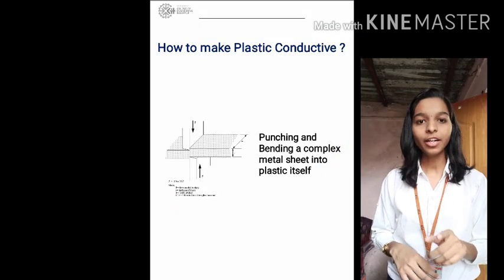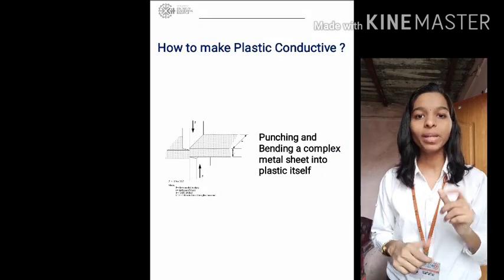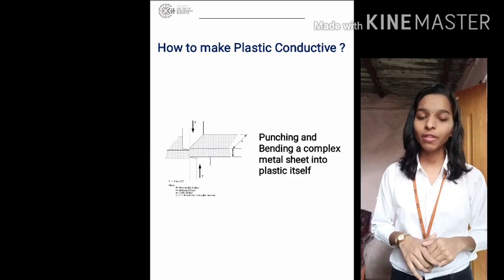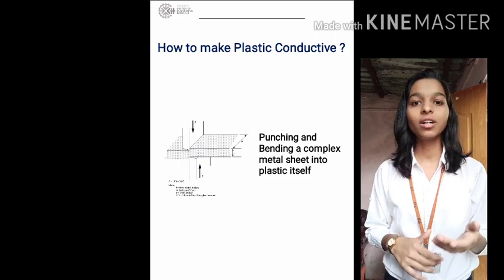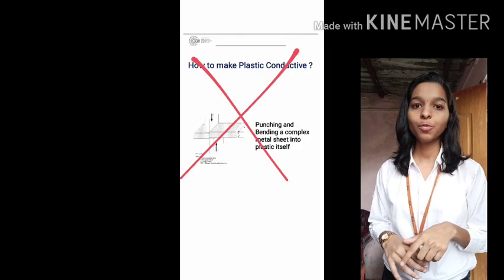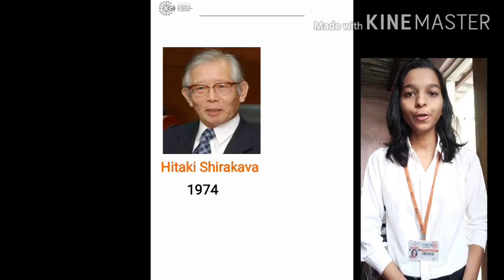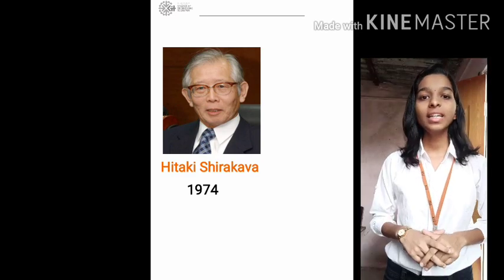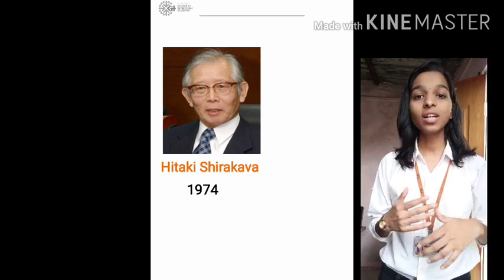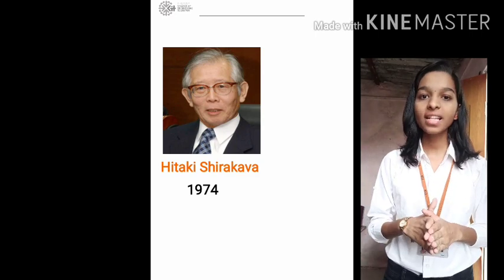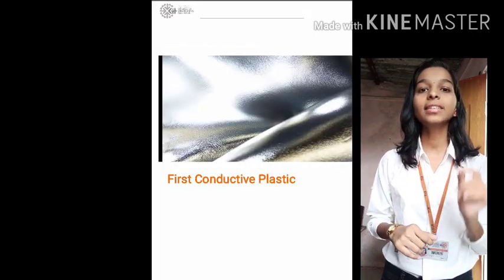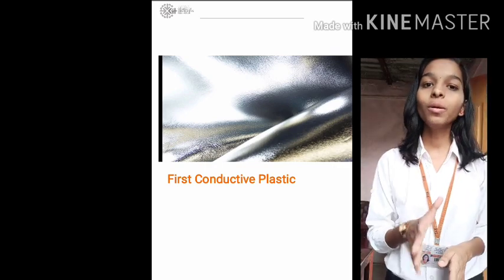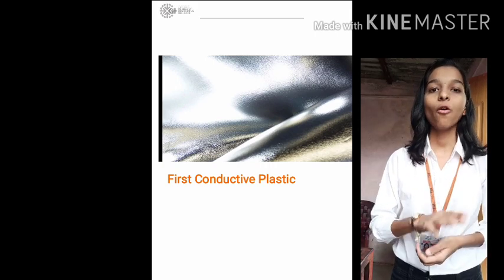We can make plastic conductive by punching and bending a complex metal sheet into the plastic itself, as shown in this figure. But this process is very bulky and it makes the plastic heavier and inflexible, so we cannot use this process at a beneficial level. In 1974, a scientist, Hideki Shirakawa, was trying to invent new types of plastic. Someone in his lab accidentally added 1,000 times more catalyst. This polymerization reaction takes place, which results in the shiniest metal foil, which is actually a conductive plastic. He got the Nobel Prize in chemistry for the discovery of conductive plastic.